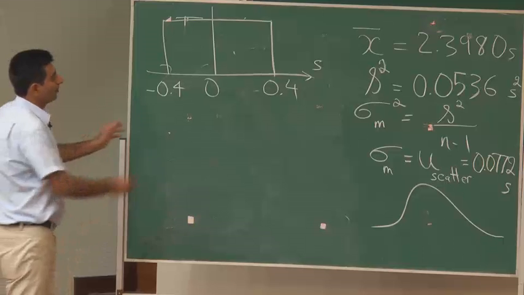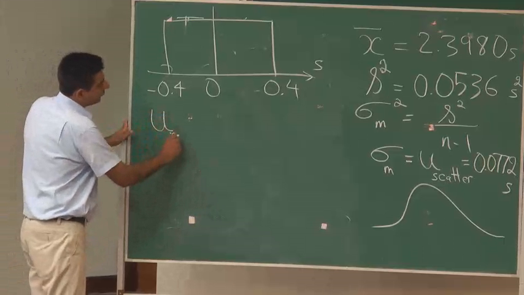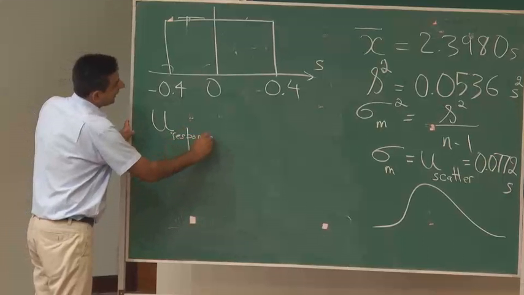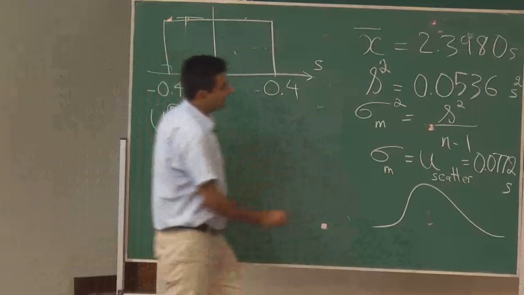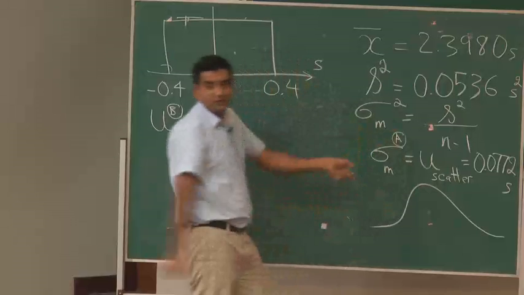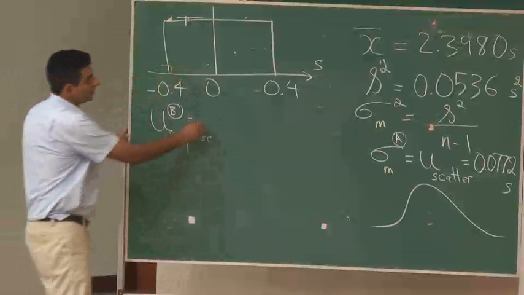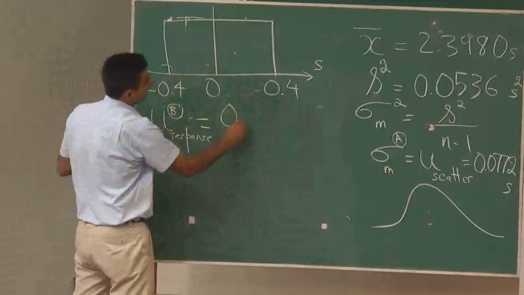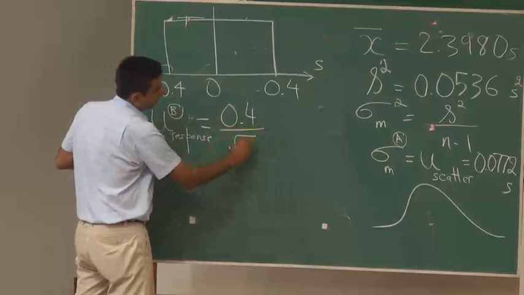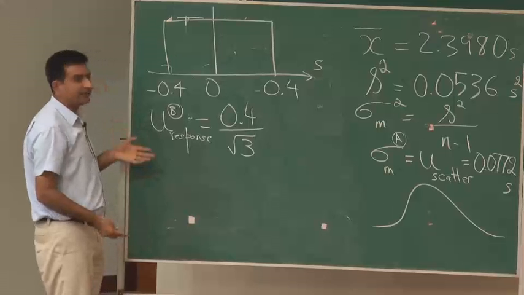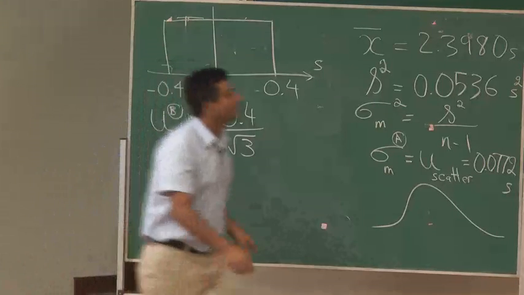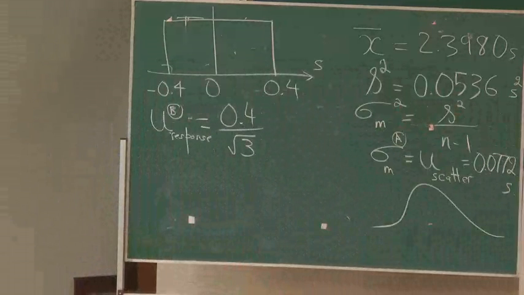So I use my formula for U, I call it U response. Now this is of type B. The other uncertainty was of type A because it's associated with the spread of readings. So I use this probability distribution function. I take half of the interval, which is 0.4, I divide by root 3, and I get the uncertainty associated with the response. And I can use my calculator once again. 0.4 divided by square root 3 gives me 0.2309 seconds.